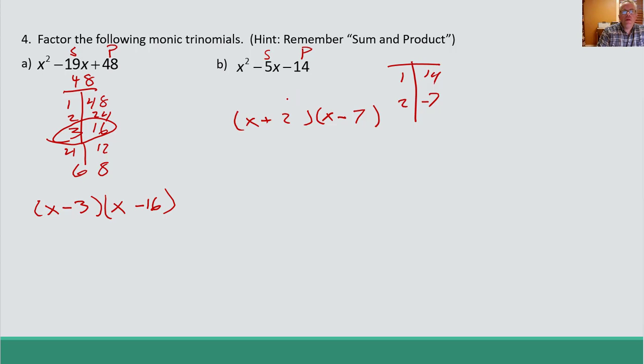Okay, so hopefully that gives you a little bit of a reminder. In order to factor a monic trinomial, we look for two numbers with the right sum and the right product.